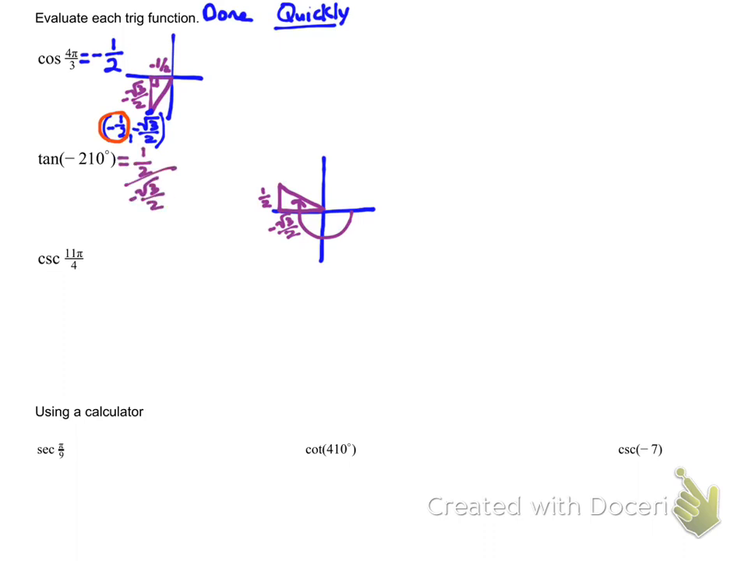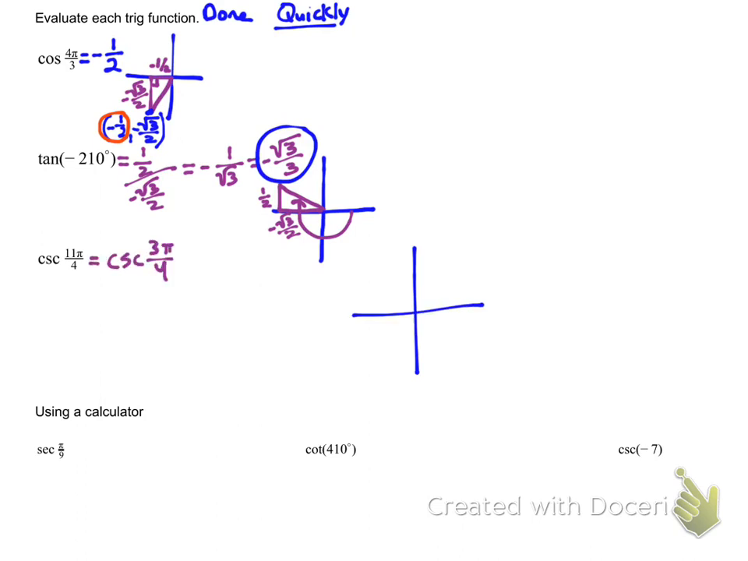Now tangent is opposite over adjacent. So I'm going to use 1/2 divided by negative root 3 over 2. But once you do this a few times, you'll see those divide by 2's divide out. So we get negative 1 over root 3. We need to simplify this, get the square root out of the denominator, so we know that's negative root 3 over 3. The last one, cosecant, if you remember, is, well, first of all, 11 pi over 4.